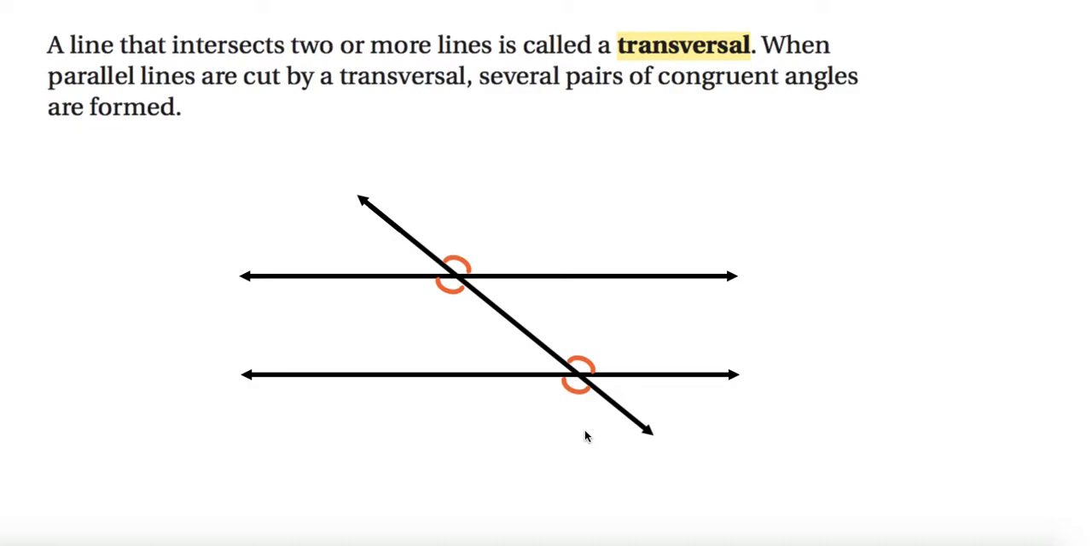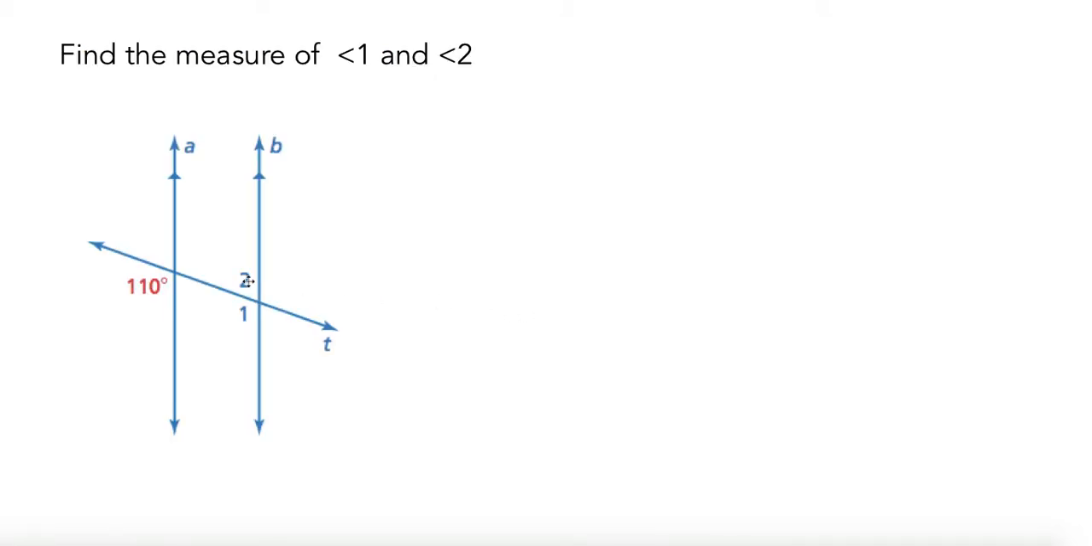Here in my picture, I see that my angles that are labeled in orange are all going to be the exact same size. In a similar way, all of my angles that are labeled in purple are also going to be the exact same size as each other. When you are given a transversal and one angle measurement, you can solve for any missing value in your plane. So let's find the measure of angle 1 and angle 2.